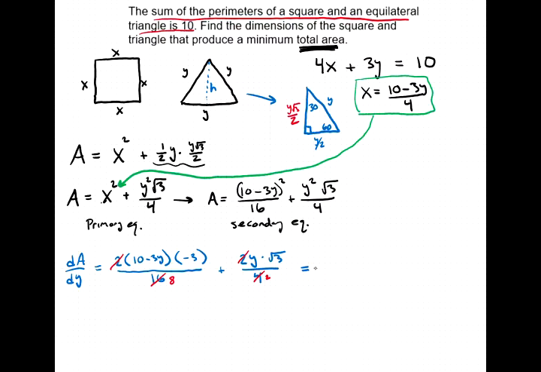So if we clean this up, it looks like we have y times the square root of 3 divided by 2. That term's positive. This term's going to be negative. And so we're subtracting off a 30 minus 9y, and that is divided by 8. All right, so this is our derivative. This is our derivative here.